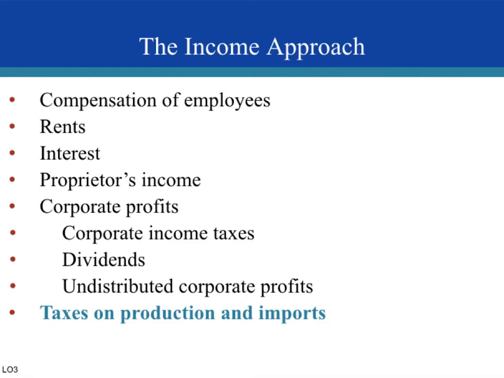Also, proprietor's income. This would include, for example, businesses that are technically a partnership or a sole proprietorship. Basically, you're owning your own business. And then corporate profits, whatever a corporation earns in profits, and there are 3 different categories here. Corporate income taxes, so what these corporations pay in taxes flows to the government. That's counted in the income approach.